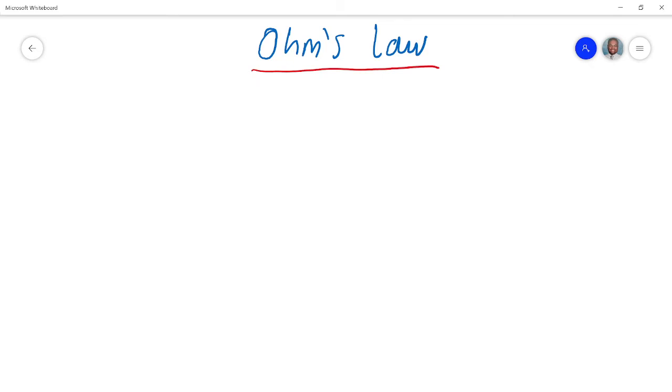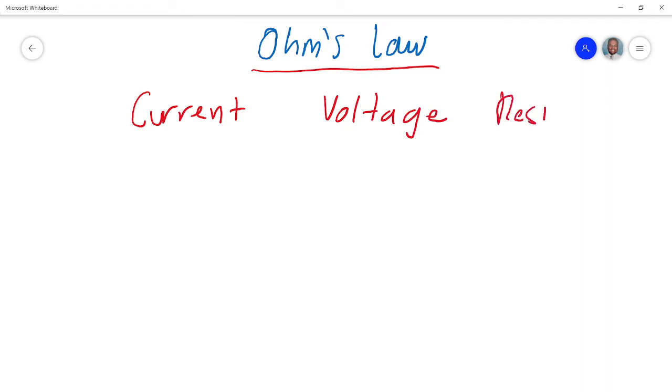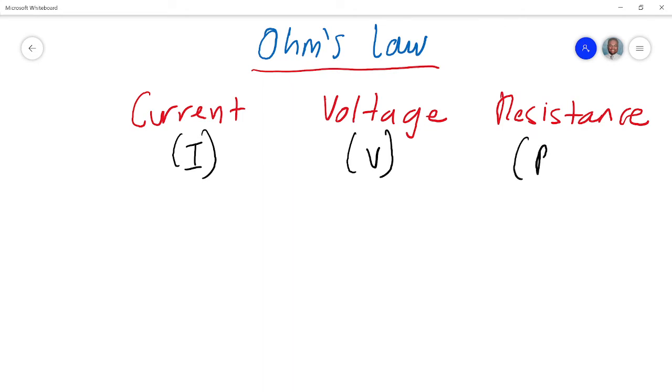So there are three things you need to understand. What you've got to know is there's current, voltage, and resistance. Current is represented by I, and it's measured in amps. Voltage is represented by V, it's measured in volts, and resistance is represented by R, and it's measured in ohms. So A for amps, V for volts, and ohms for resistance.